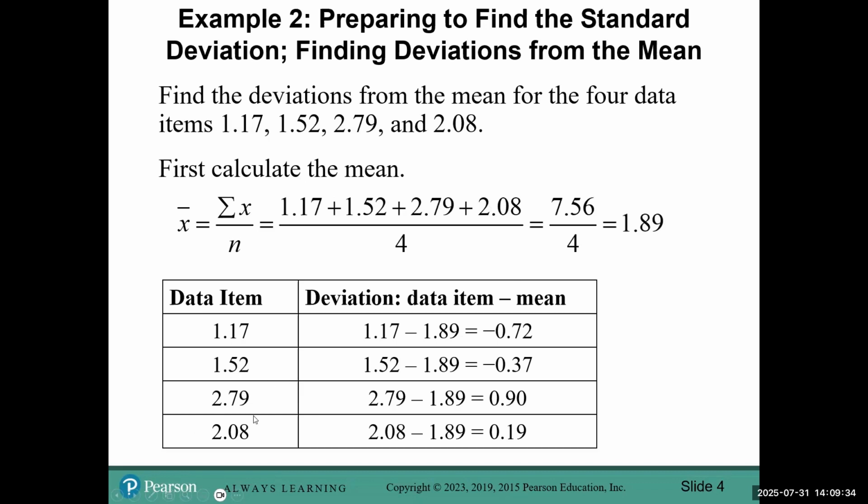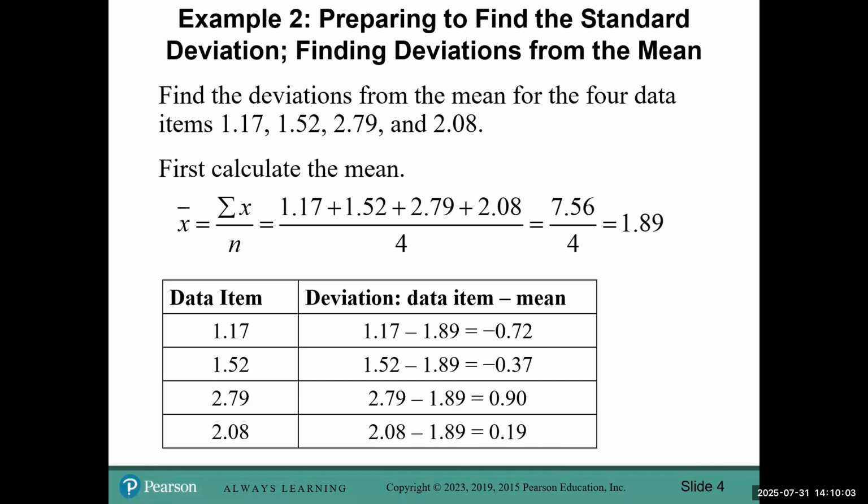That makes sense. The mean is right here in the middle, between the lowest and the highest values. So what I'm going to do is take each data item and subtract the mean. The first data item was 1.17. I subtract 1.89 and I get negative 0.72, and so forth. So this value is 72 hundredths below the mean, 37 hundredths below, 90 hundredths above, and 19 hundredths above.